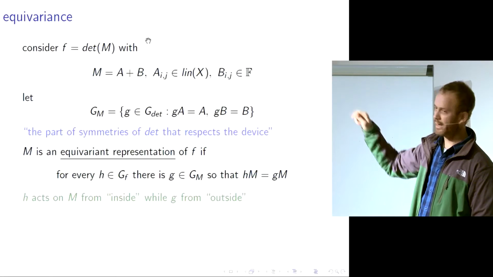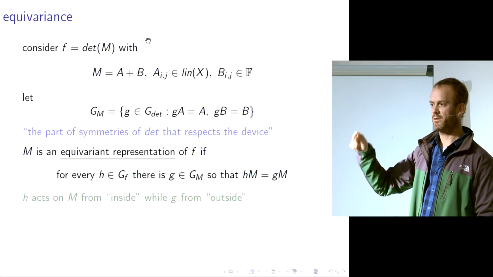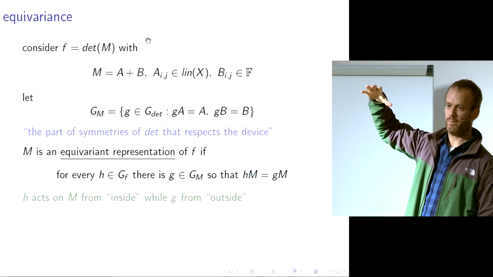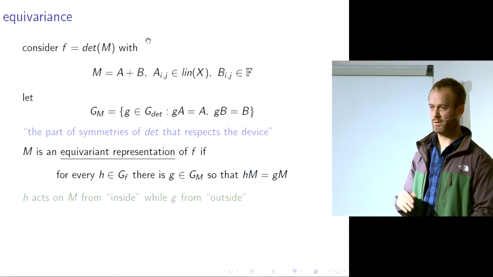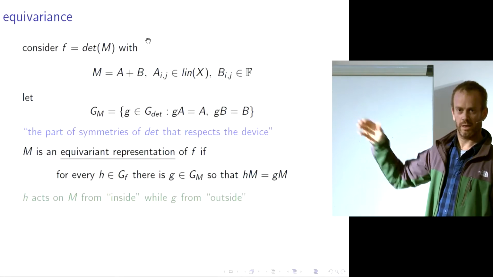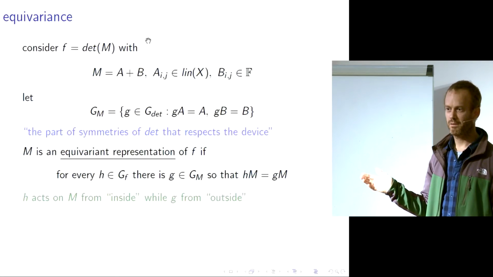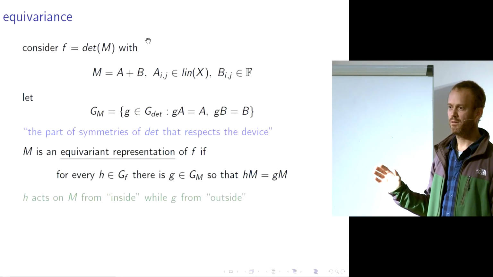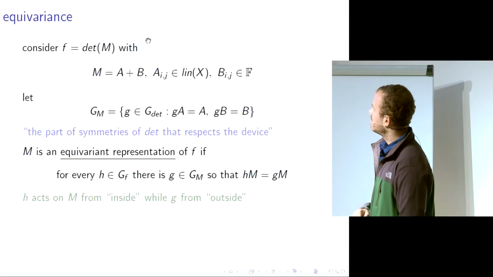Now H acts on the variables which are inside the matrix. G acts outside the matrix. It does linear operations on the matrix. So it's not the same action. H acts inside, G acts outside. Is it clear what I'm saying? Yes? No.